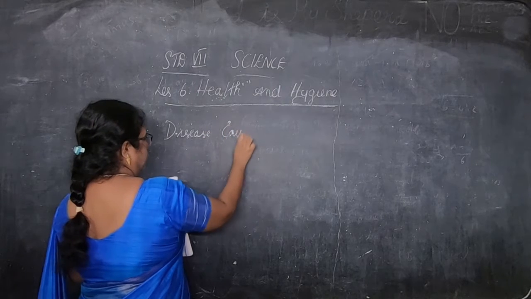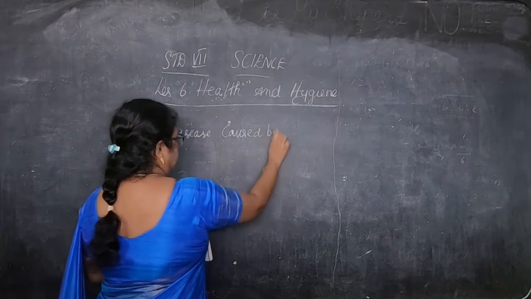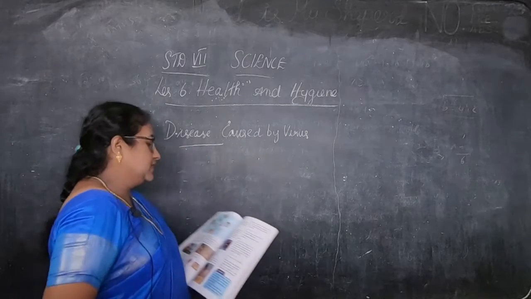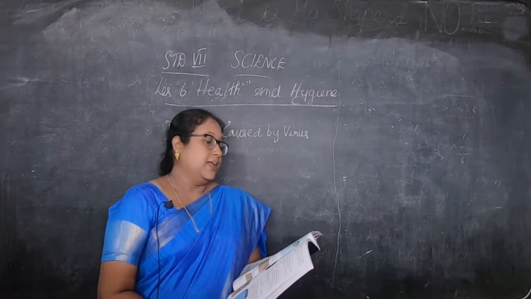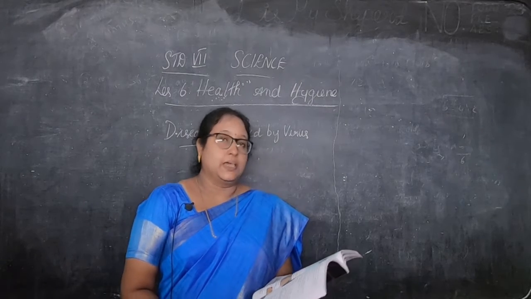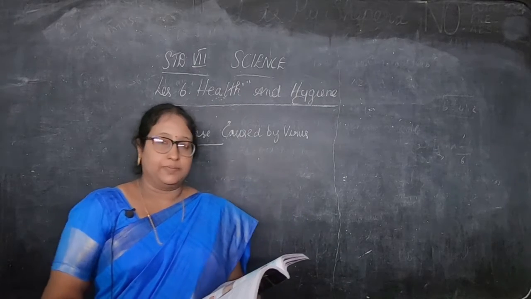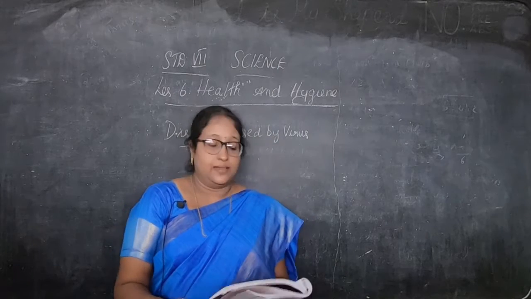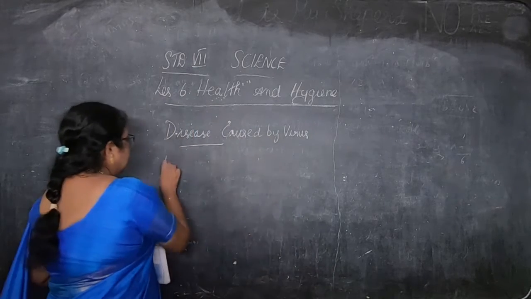Disease caused by virus. Okay, children. Now viral diseases are extremely widespread infections caused by many types of viruses. Some diseases caused by viruses are hepatitis, chickenpox and rabies. So these are the viral diseases, that is hepatitis, chickenpox and rabies. Now first we are going to see hepatitis.